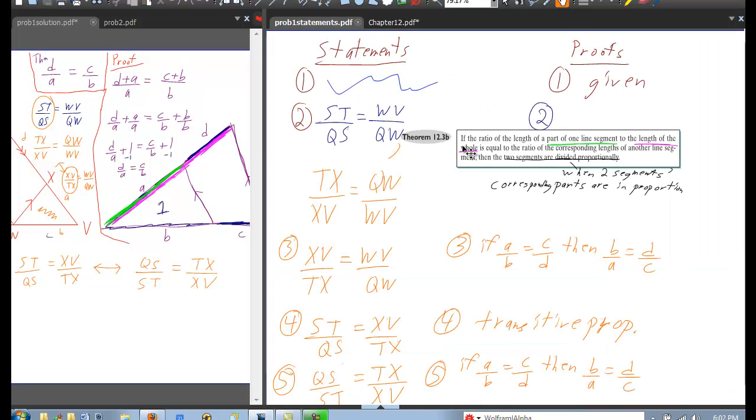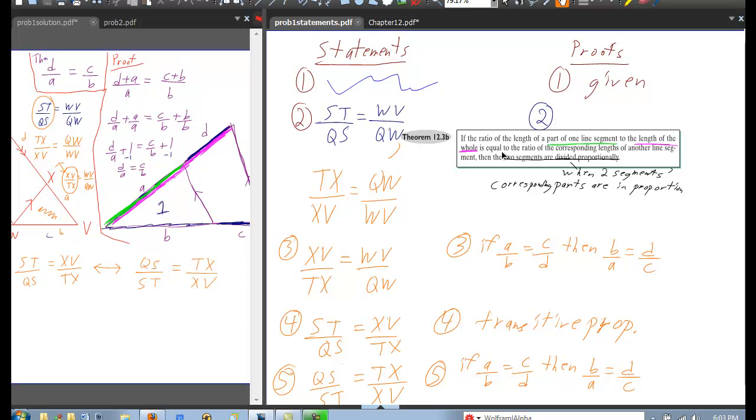But all you need to know is that this is the wording on it, and I color-coded part of one line segment with the segment A to the length of the whole, well, I put that all in pink, is equal to the ratio of the corresponding lengths of another line segment. Well, that would be B plus C. Then the two segments are divided proportionally. And what does divided proportionally mean? It just means when two segments' corresponding parts are in proportion. So in this case, it just means setting up D over A, because those are the parts of one segment, is equal to C over B, and those are the parts of the other segment.